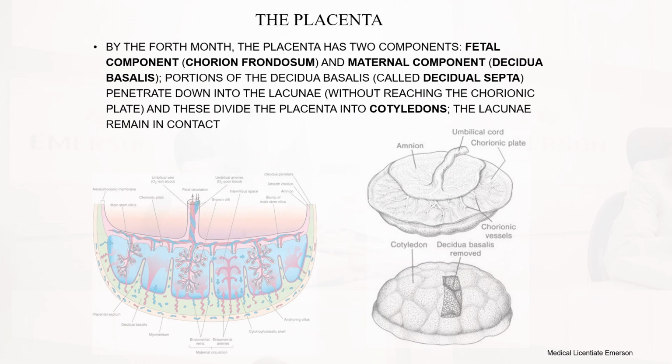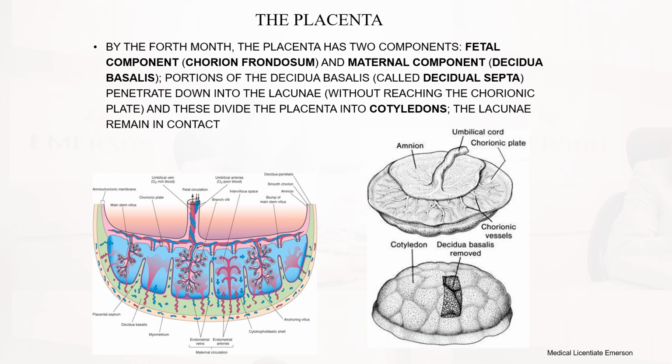Okay, then let's look at the placenta. By the 4th month, the placenta has two components. You have the fetal component, which came from the chorion frondosum. Then you have the maternal component, which came from the decidua basalis. It also has portions of the decidua basalis, called the decidual septa, which penetrate down into the lacunae without reaching the chorionic plate, and these divide the placenta into cotyledons. The lacunae actually remain in contact.